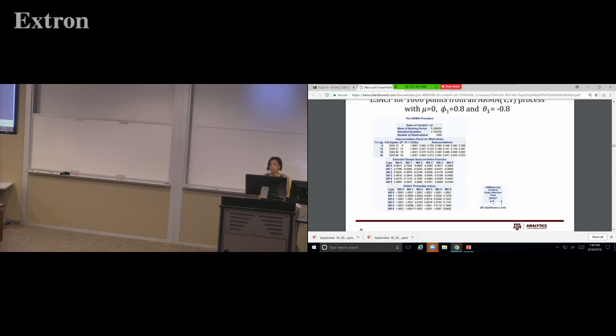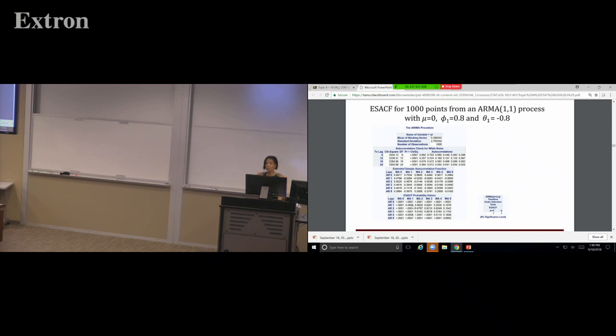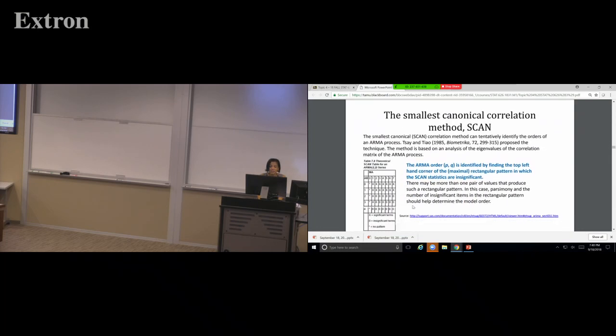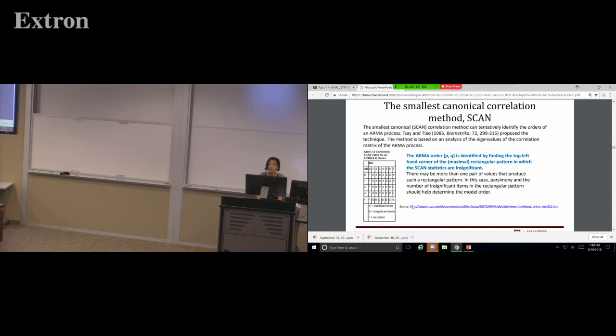Okay, so that was the first technique for us coming up with what P and Q to investigate. The second technique by the same gentleman, proposed the next year, 1985, in Biometrika, is called SCAN, which stands for the smallest canonical correlation. It is a method based on an analysis of the eigenvalues of the correlation matrix of the ARMA process. Basically, they're looking for eigenvalues that are significantly different from 0.